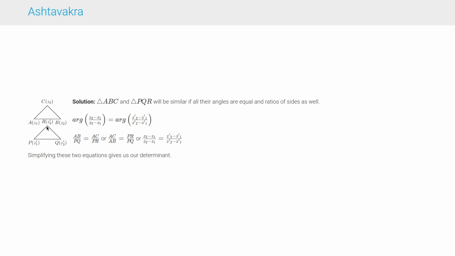Note that this R is this vertex. It is not related to the top triangle. So from this ratio, we have AC by AB is equal to PR by PQ, that is (Z3 minus Z1) by (Z2 minus Z1) is equal to (Z3 prime minus Z1 prime) by (Z2 prime minus Z1 prime). So simplify these two equations and you will get your determinant.